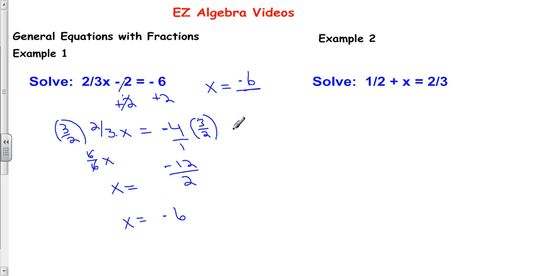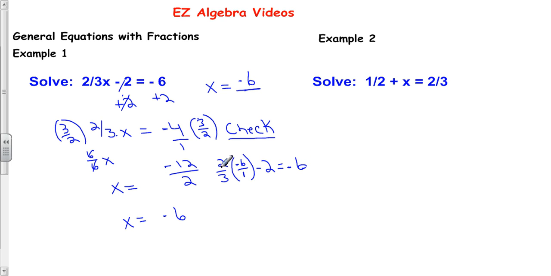We can check that real quick before we move on to make sure it's right. We're just rewriting the original equation. Wherever there's an x, we're going to substitute our answer, negative 6, and see what we get. So we have 2/3 times x. So I'm going to multiply it by negative 6. Since it's a fraction, we'll go ahead and put it over 1 just to make it easier. Then we have minus 2 equals negative 6.